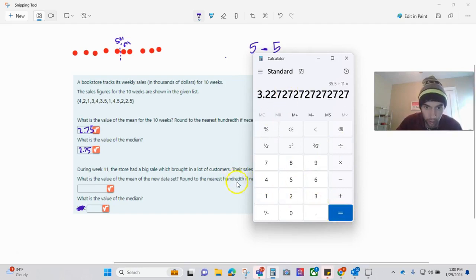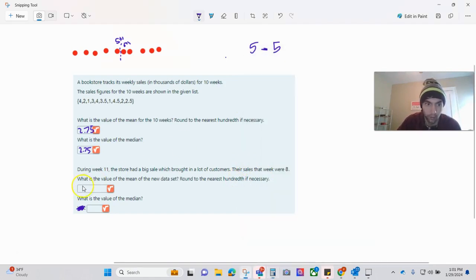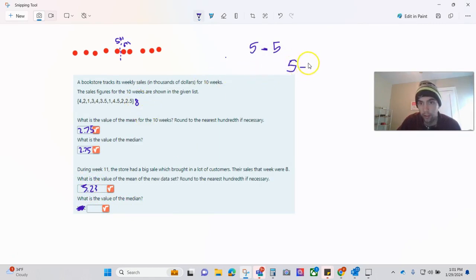Round to the nearest hundredth, so 3.23. And the new median: when there's 11 numbers, there would be 5 on one side, 1 in the middle, 5 on the other side. So when there are 11 numbers, the sixth number would be the median. So 1, 2, 3, 4, 5, 6: 3.